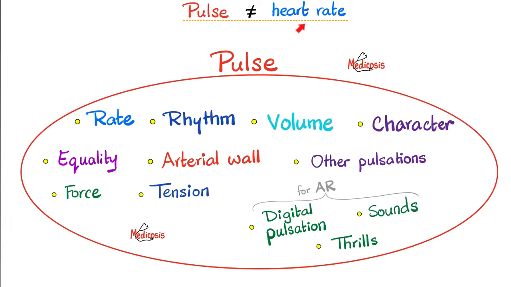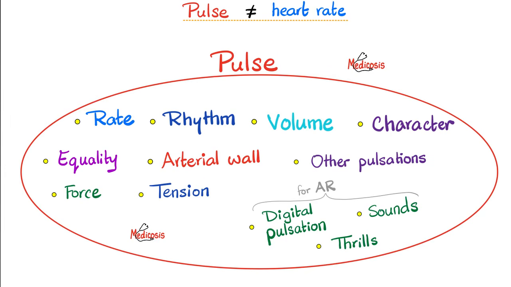Why do I say pulse and not heart rate? Because pulse is an umbrella term that includes many things. It includes the heart rate, it includes the rhythm, the volume, the character of the pulse, equality between the right side of the body and the left side of the body. For example, some patients will have a pulse that is strong in the right arm and weak on the left, or vice versa.